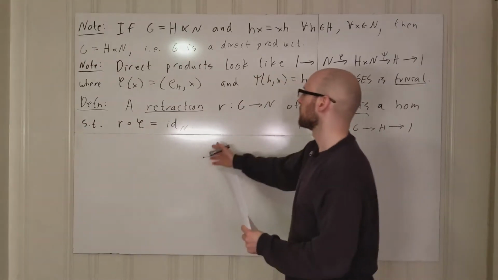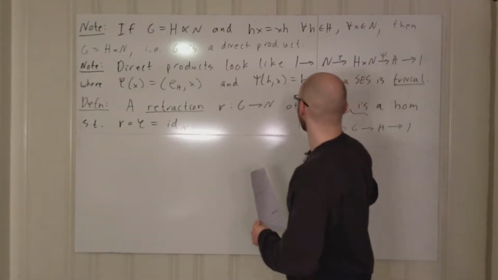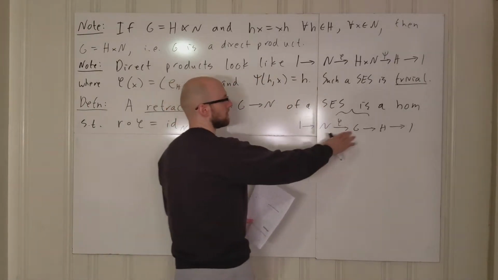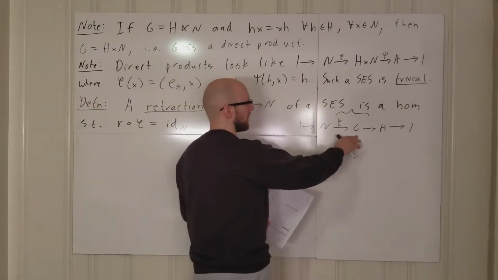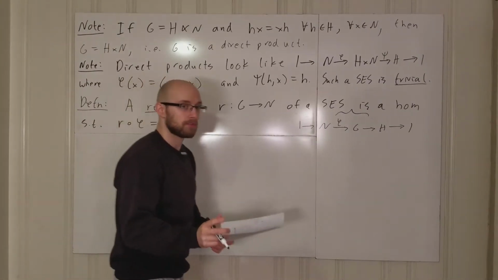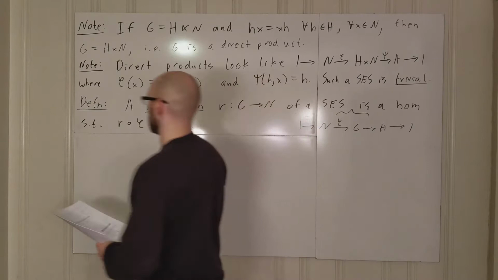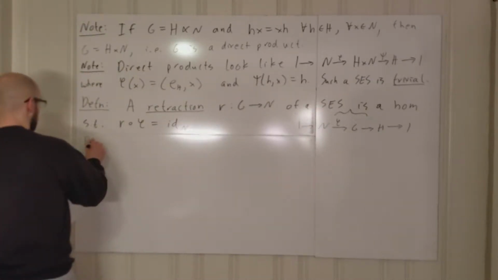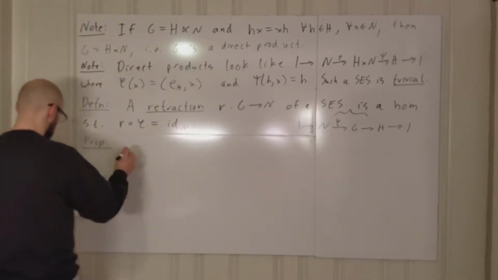Well, it's not an isomorphism set-wise. It's an isomorphism onto the image of N in G under phi, but that's it. So here's the proposition about retractions.